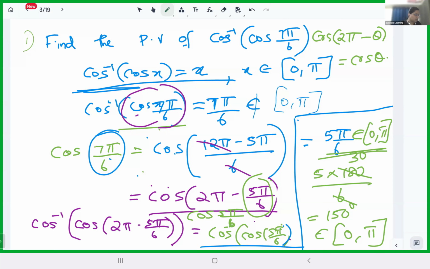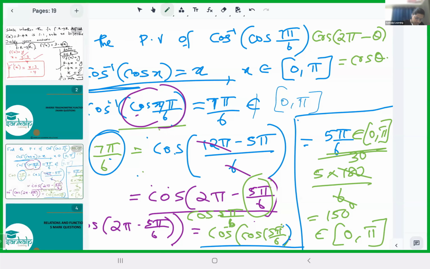Now we are moving on to the second question. Okay, so the second question is: find the principal value of sec inverse of minus 2.